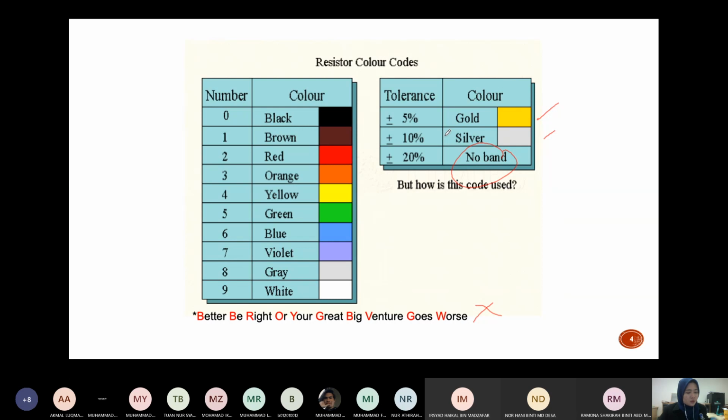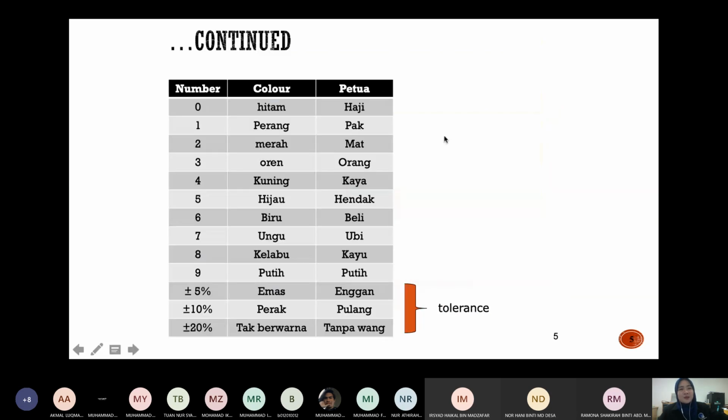So now let's try. This is also the same table, but this one is in Malay. For Malaysian students, if you want to remember this color code, you can use this petua. And the final three, this is the tolerance band.